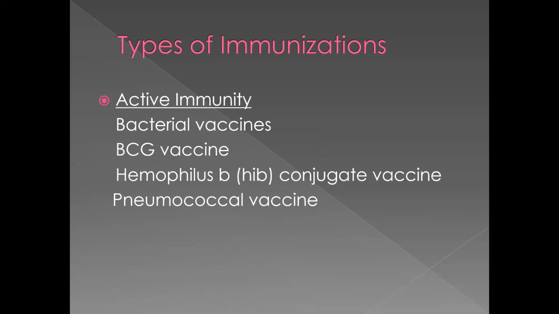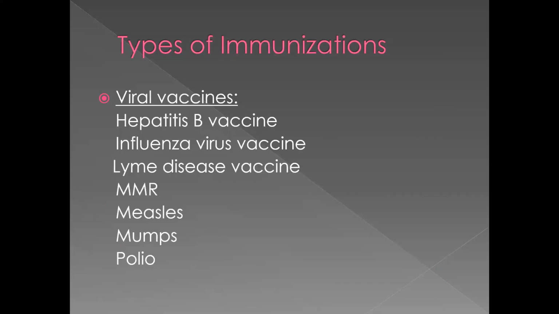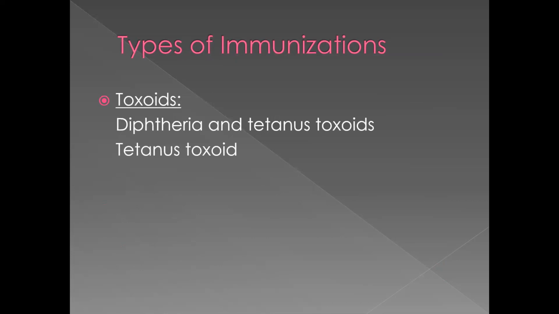Active immunity includes bacterial vaccines, BCG vaccine, Hemophilus B or Hib conjugate vaccine, and the pneumococcal vaccine. And then viral vaccines. They include hepatitis B vaccine, influenza virus vaccine, Lyme's disease vaccine, MMR, measles, mumps, and polio. And then finally, we have toxoids. These include diphtheria and tetanus toxoids.